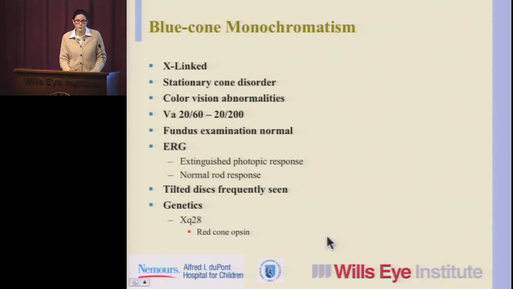Blue cone monochromatism is, on the other hand, an X-linked disorder. Here, this is a stationary cone disorder with color vision abnormalities. Vision ranges 20/60 to 20/200. Again, our fundus exam is normal. And here, again, we will see the ERG with the extinguished photopic response and a normal rod response. One thing you may see on your fundus exam is that these children could have tilted discs. And obviously, genetics is linked to the X chromosome.